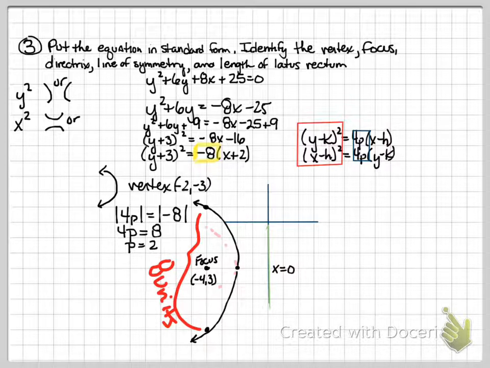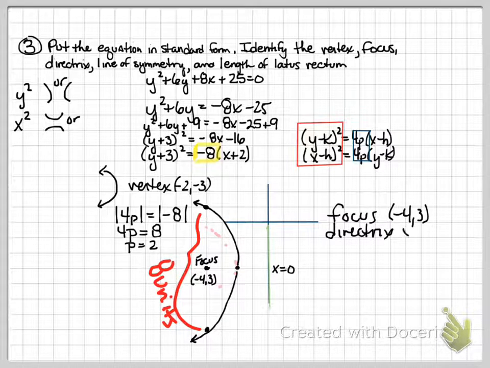And there's our information. So let's fill in what we don't know. We've already listed the vertex. We need to find the focus. And that was at -4, 3. The directrix is at x equals 0. The line of symmetry is the line that is perpendicular to the directrix. So it's going to be a horizontal line that goes through the focus and the vertex. Well, that would be right about here, and so that would be y equals -3.